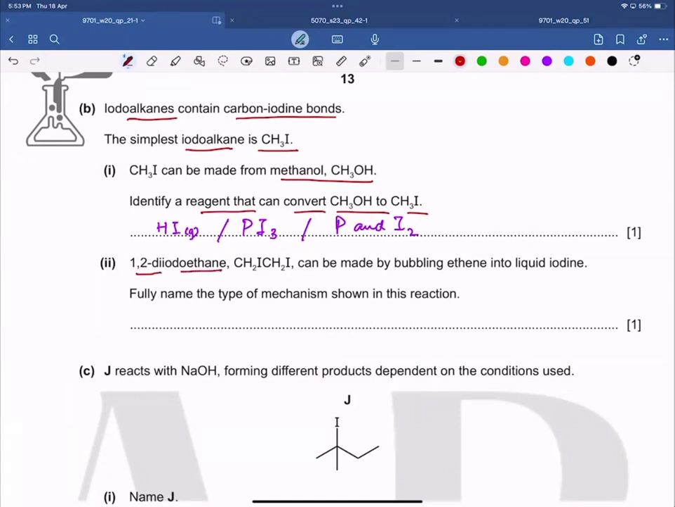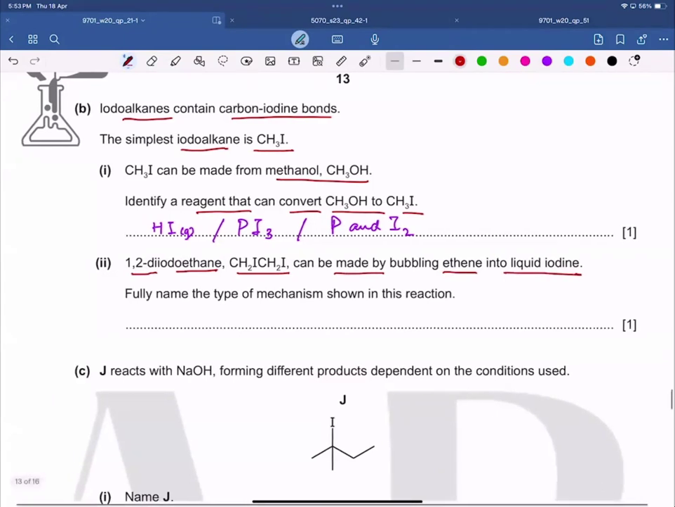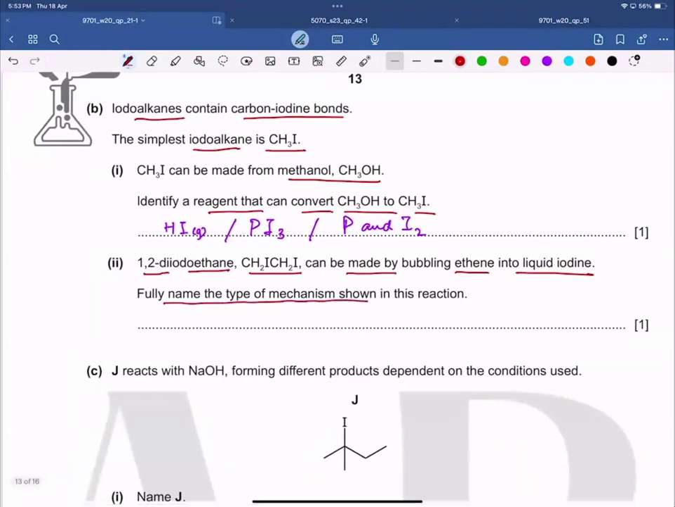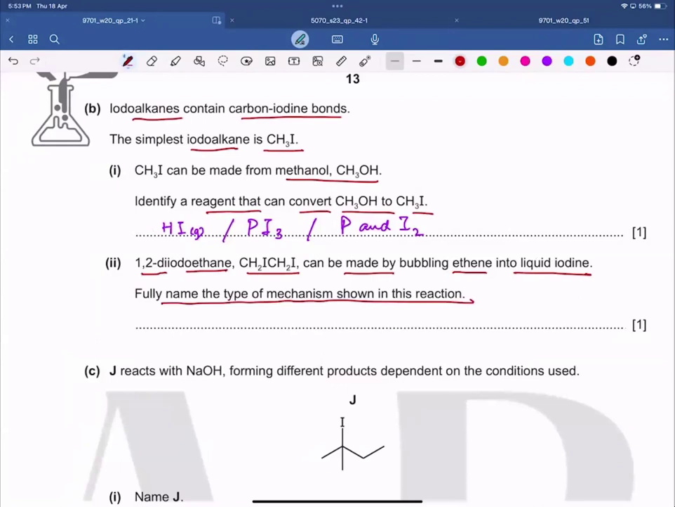1,2-diiodoethane. There are 2 carbon-containing compounds and both carbons have one iodine. It can be made by bubbling ethene into liquid iodine. Fully name the type of mechanism shown in this reaction. Electrophilic addition, very good, because ethene is CH2 double bond CH2, and when it reacts with iodine, we get CH2I and CH2I. So it's electrophilic addition.